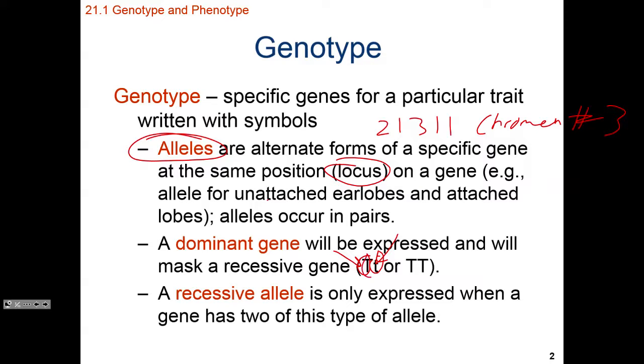So if we look at this, well, it's an older smartboard here. We have one dominant allele for this genotype. Here we have two dominant alleles for that genotype. Because there is a dominant allele present for both of those genotypes, the dominant trait is expressed over, or masks, the recessive trait. The only way to have the recessive trait expressed is if the person has two copies of the recessive allele. So in this convention, they would have two lowercase t's.